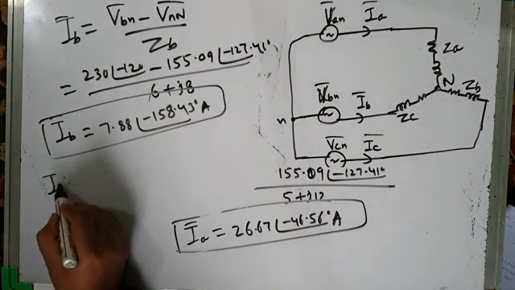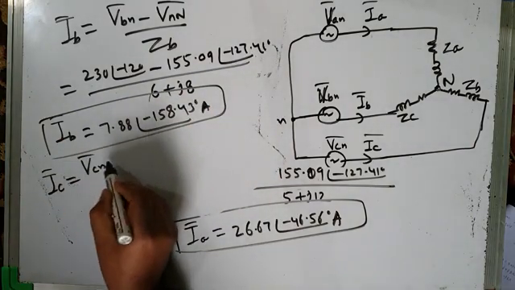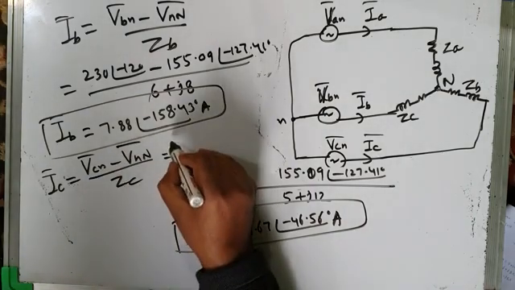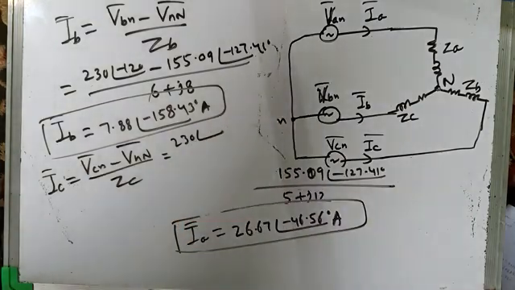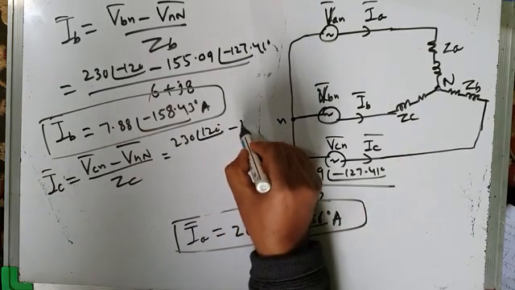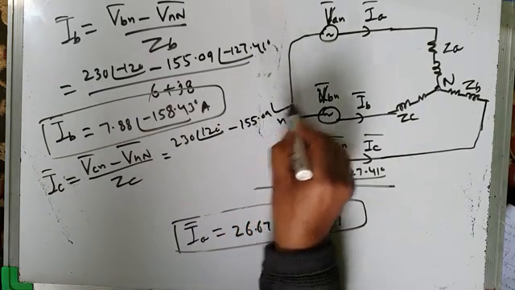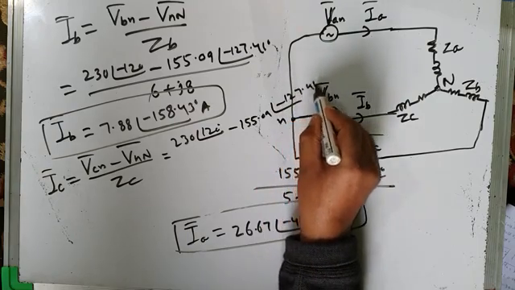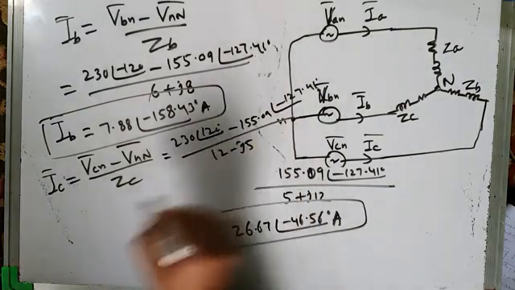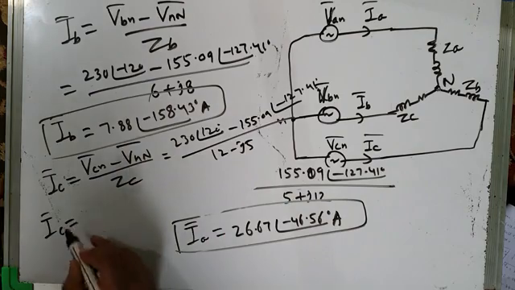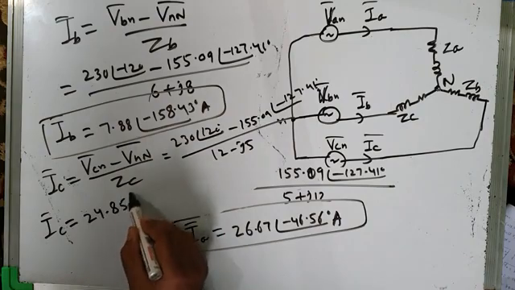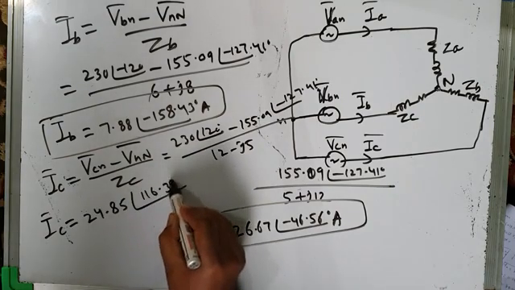In a similar way, line current IC will be equal to VCN minus VNN by ZC. VCN is 230 at an angle of plus 120 degrees, minus VNN, which is the same, 155.09 at an angle of minus 127.41 degrees, by ZC. And what is ZC? It is 12 minus j5. Solve it, and as per my calculations, line current IC is 24.85 at an angle of 116.3 degree amps.